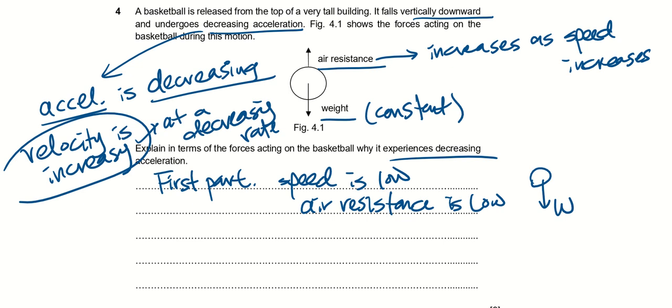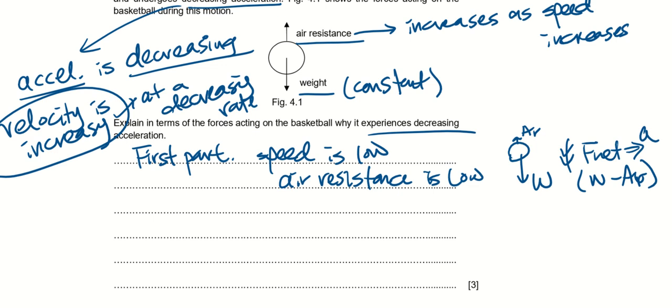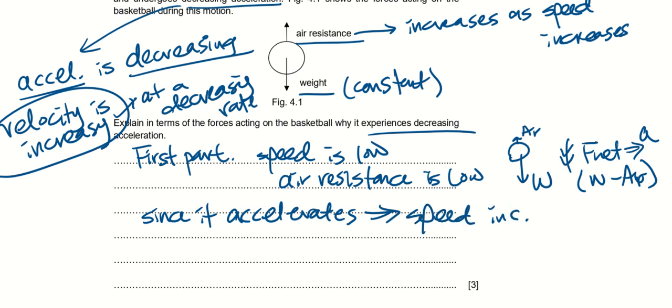So if I were to put it in a vector diagram, this is my weight. Remember, my weight is more or less constant, so my air resistance is very low, AR. Okay, so is there a F net? Yes, there's F net downwards because I use W minus AR. So there's F net. So if there's F net, there's going to be acceleration. All right. Then, since it accelerates, right? The speed increases.